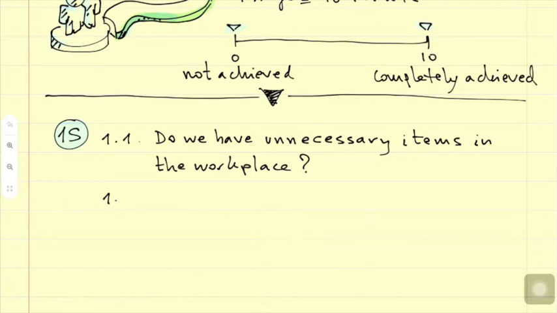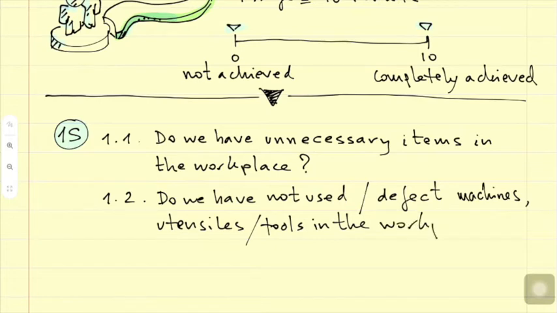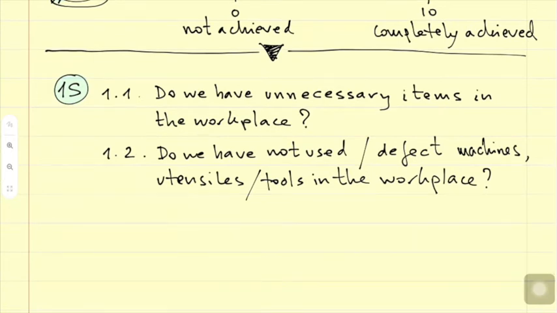1.2 is, do we have not used or defect machines, utensils, tools in the workplace. Again, if we have a lot of not used defect machines, utensils, tools in the workplace, then we would have a 0, and if we have none of them, we would have 10 points.